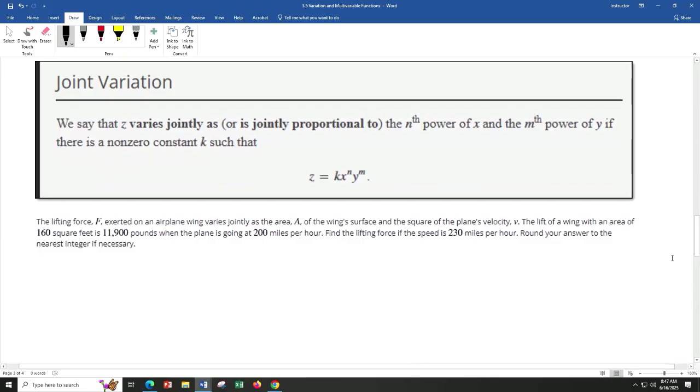We say z varies jointly. Jointly. Notice it still equals k. They're saying jointly because now you're dealing with more than one variable. To the nth power of x to the nth power of y. They could make that more difficult to say. And once again, k has to be non-zero.